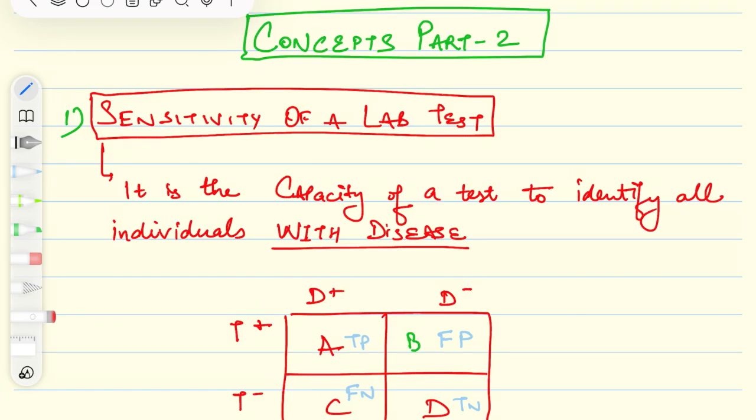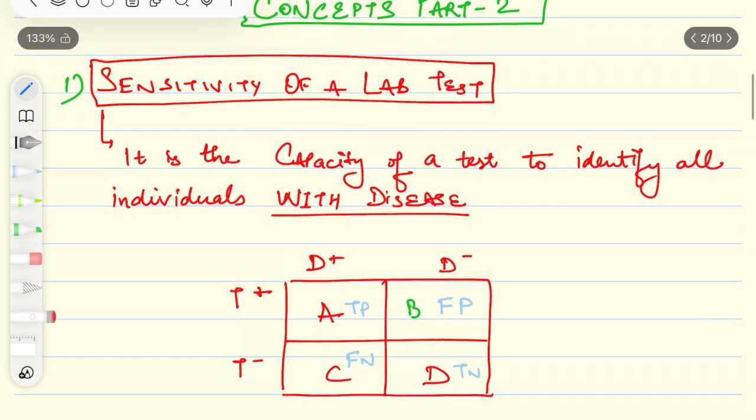So today we are going to understand concepts part 2. Those who have not watched my previous video, please go and watch that video before we start. So today's topics are sensitivity, specificity, precision, accuracy, etc. So let's start with our first topic, that is sensitivity of a lab test.